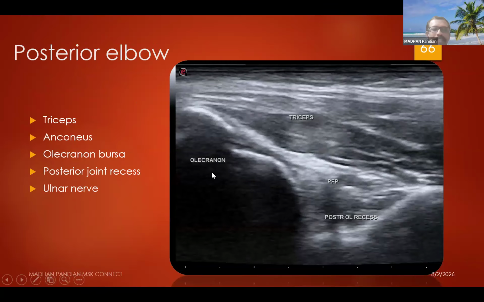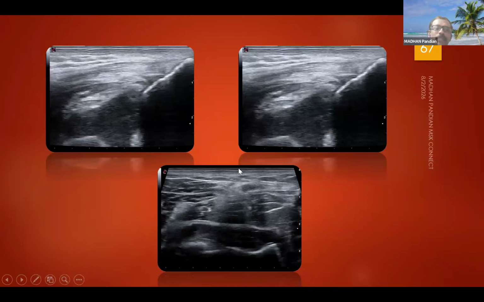Right? So for the posterior elbow, it is very important to understand that there is a thick triceps which is getting attached to the olecranon. You can see the olecranon bursa, and there is a posterior joint recess, and you can see the lifting up of the posterior fat pad. When there is an effusion, there is a lifting up of the fat pad. And this could be the problem there. There is an effusion. There is a small injury. There is an avulsion injury to the triceps.